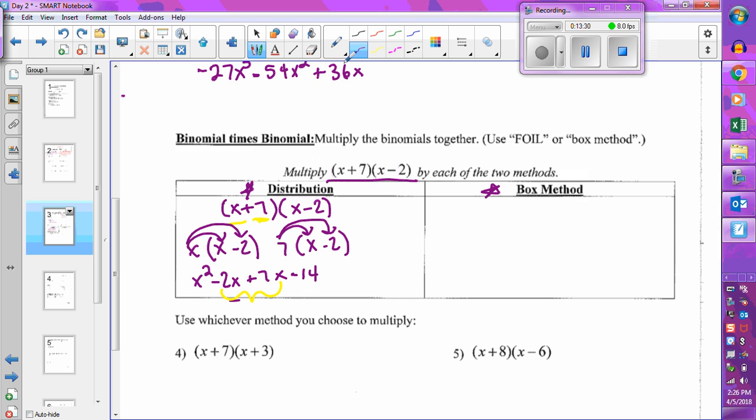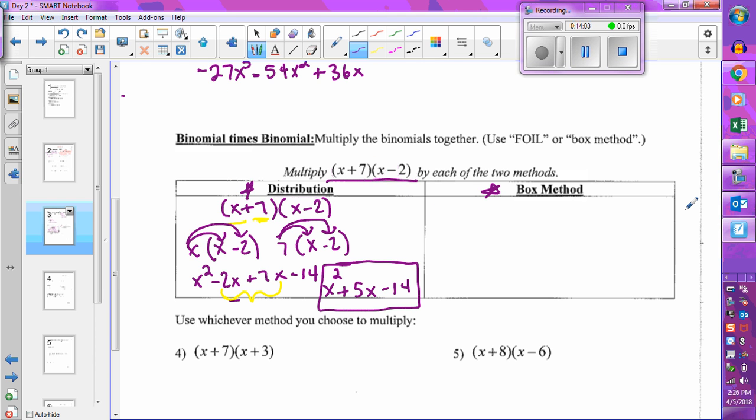Okay? So what we're going to do is rewrite this. I'm going to rewrite it right here. So then we have x to the second degree. I have a negative 2x and a positive 7x, which is going to give me a positive 5x minus 14. And this is our answer. So this is how you use the distribution method when you're multiplying a binomial times a binomial.